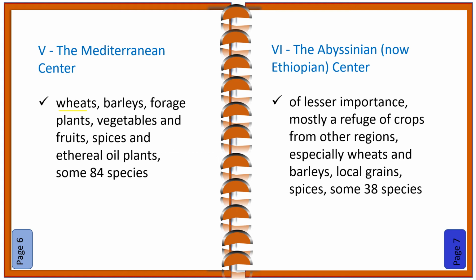Barleys. Maraming vegetables and fruits have originated from this place, ethereal oil plants, and some 84 species. Then Abyssinian, which is now called the Ethiopian Center or the African Center, which includes the East and West Africa. Although sabi dito it is of lesser importance kasi mostly daw ng mga crops dito ay mga refuge of crops from other regions. So whatever happened during the catastrophes long before, parang dito nag-shelter muna itong mga crops from other regions. Especially meron din uling wheat, barley, local grains, spices, and some 38 species.